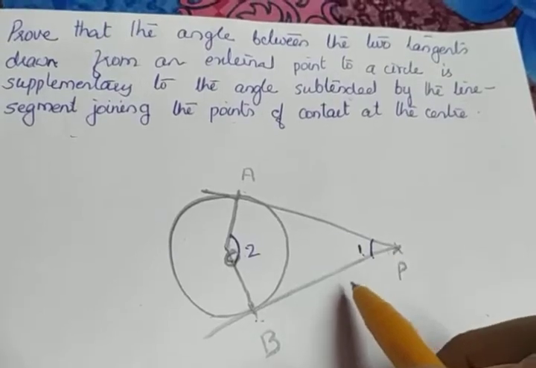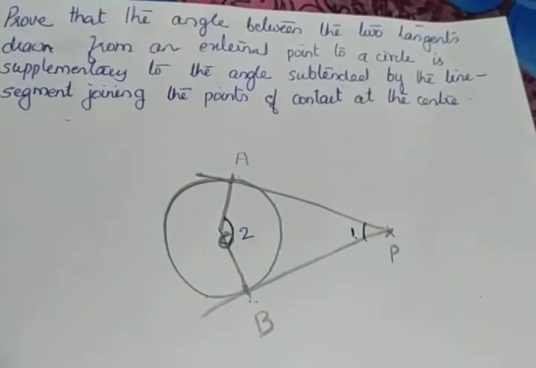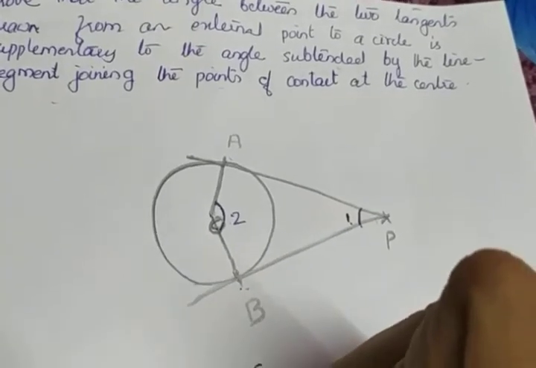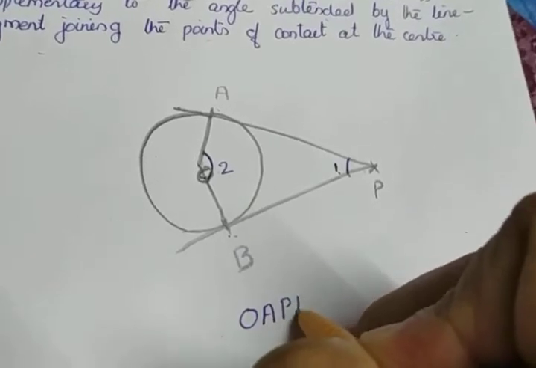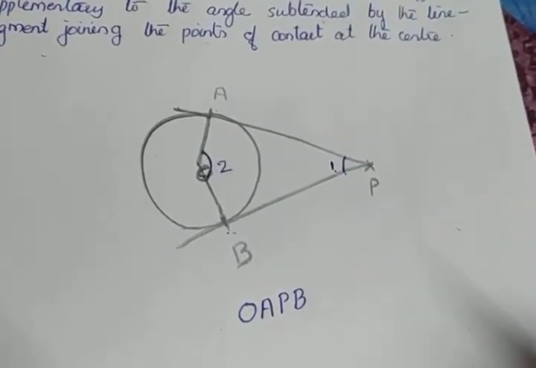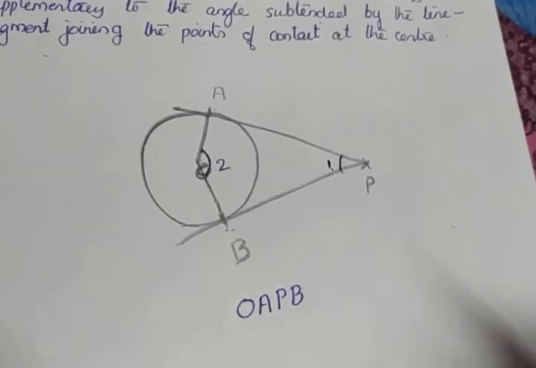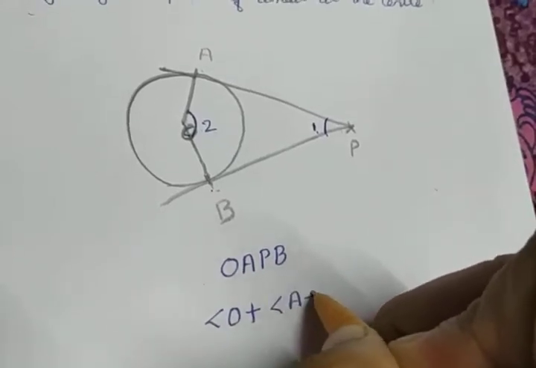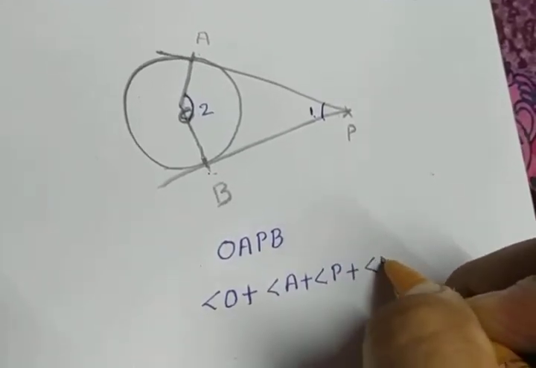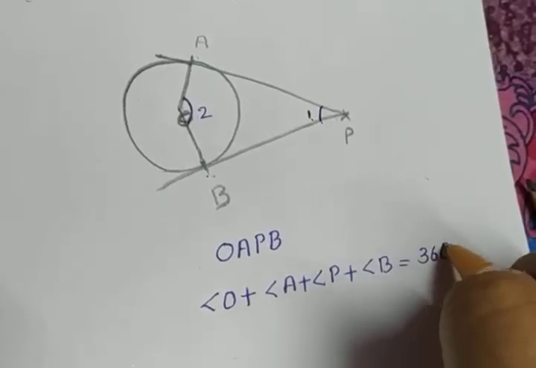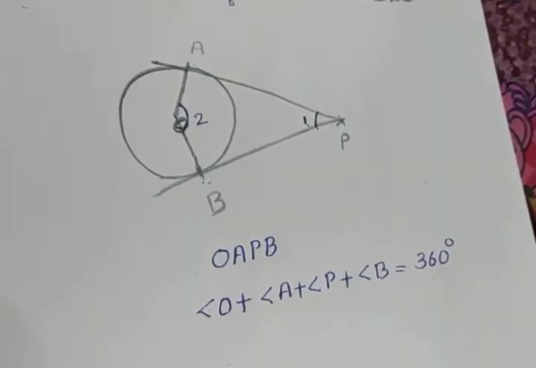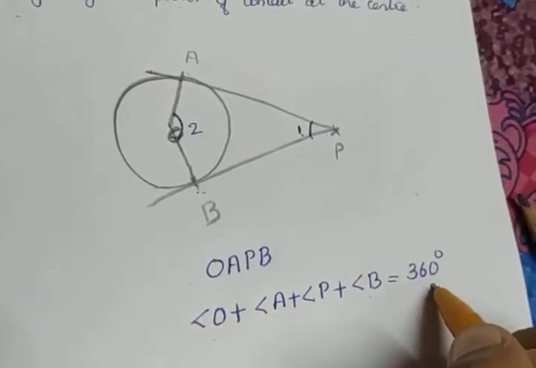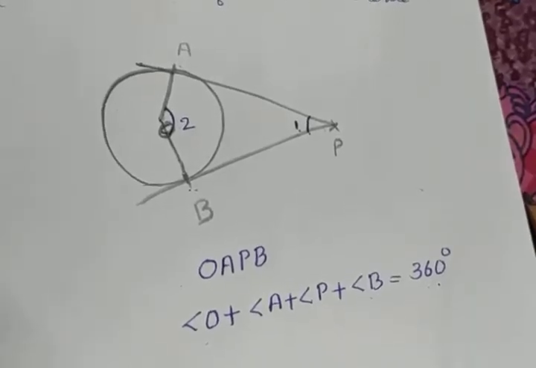Other than the circle, can you see any other shape in the figure? Yes, we can see a quadrilateral. Can you name the quadrilateral? The quadrilateral is OAPB, that four-sided closed figure. And what is the angle sum of a quadrilateral? It is 360. So we can write angle O plus angle A plus angle P plus angle B is equal to 360. Sum of all angles of a quadrilateral is 360. Sum of angles of a triangle is 180 and of a quadrilateral is 360.